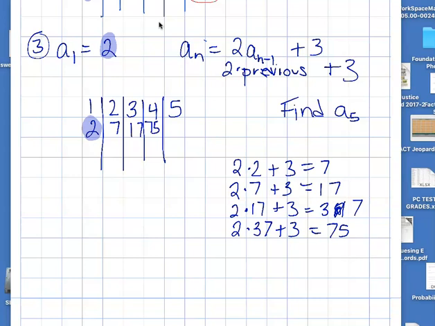I was going to say this got really big really quick. Let's see, that's not right. 2 times 37 is 74, plus 3 is 77. So we have our fifth term there being 77.